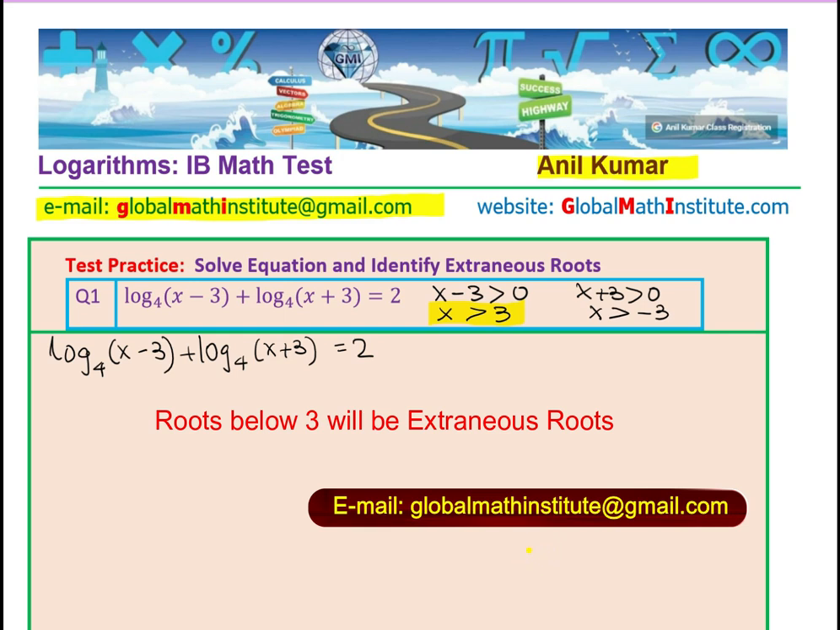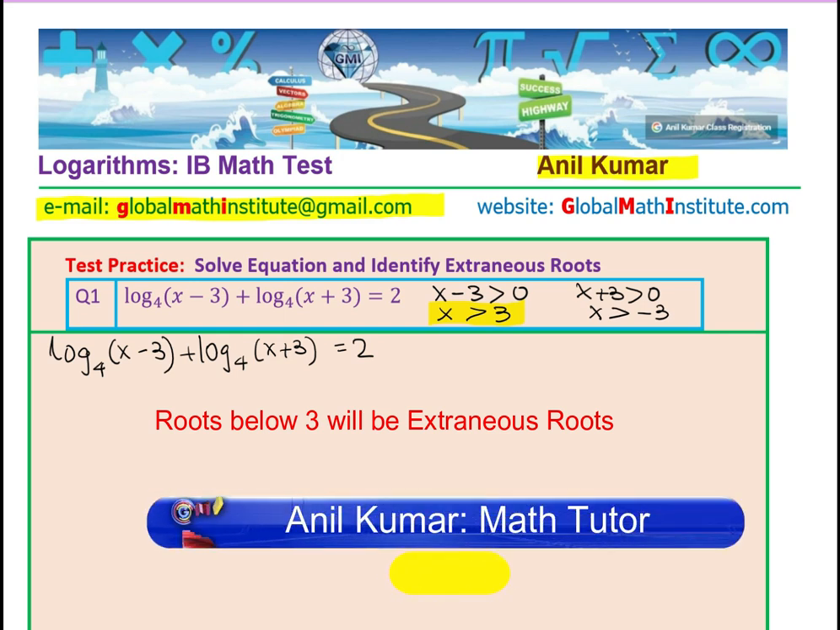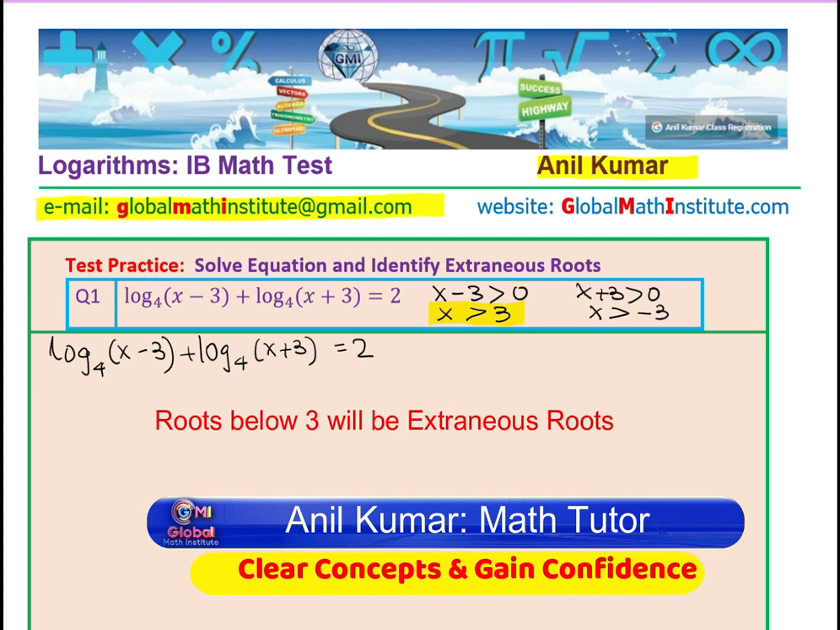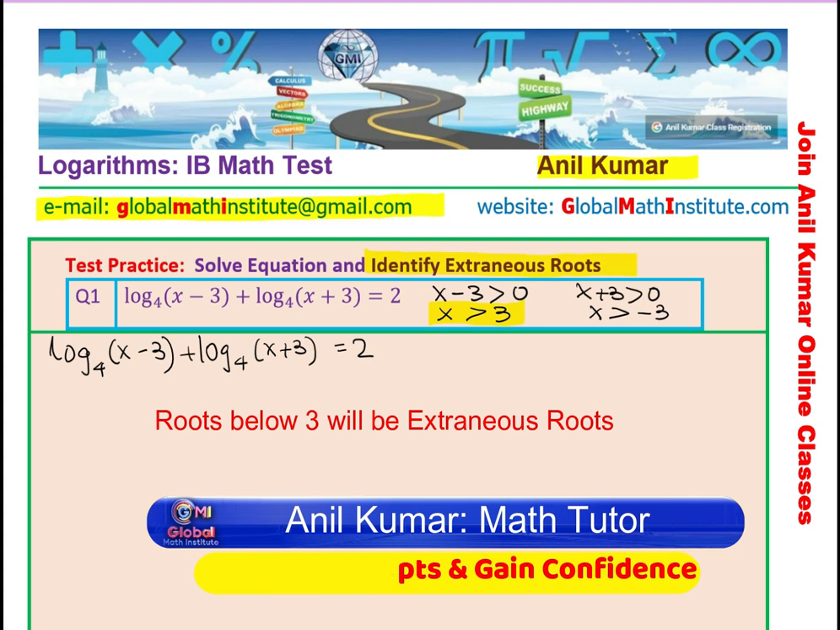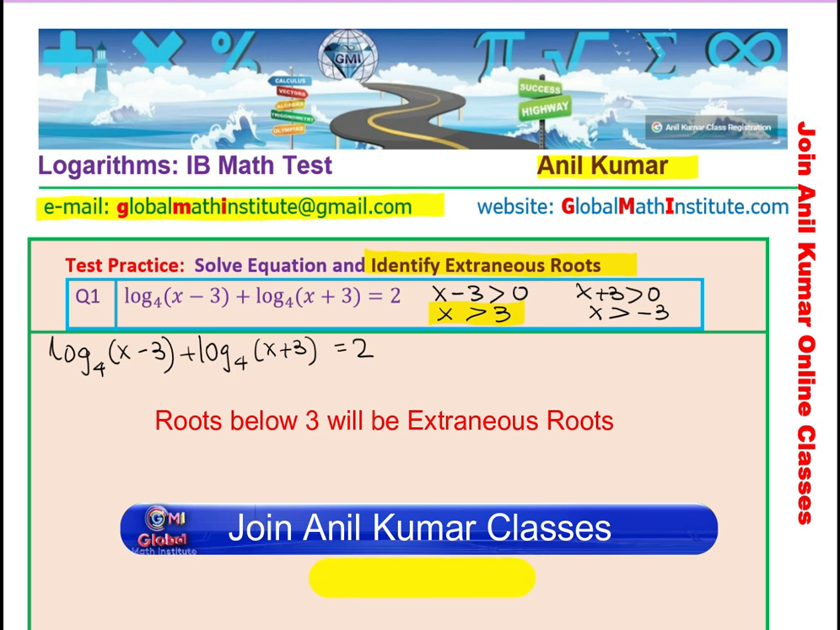And if your answer is below 3, it is considered to be an extraneous root. You get the whole idea. So the concept of how we identify an extraneous root basically depends on defining the domain. Clear? Now let's begin with our solution.